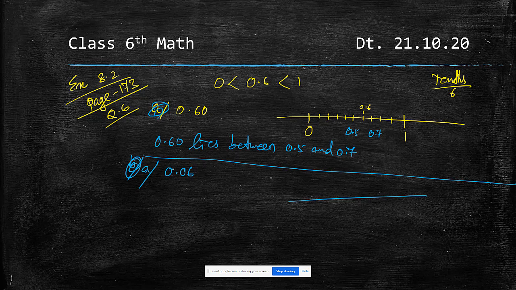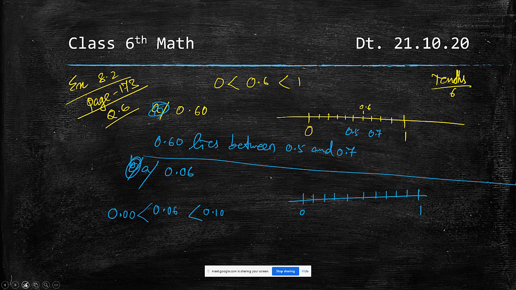Now if it is 0.06, here is our 0, here is 1, and it is divided into 10 parts: 1, 2, 3, 4, 5, 6, 7, 8, 9, 10. So 0.06 means it is greater than 0.00 and less than 0.10.